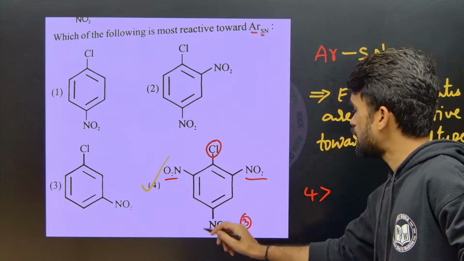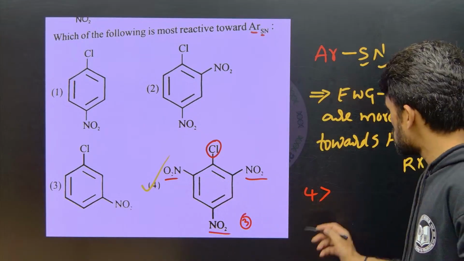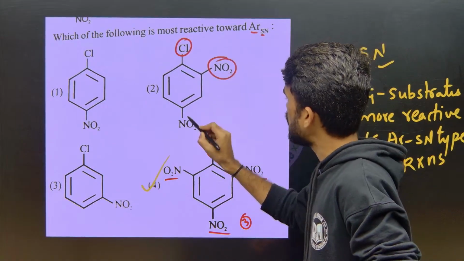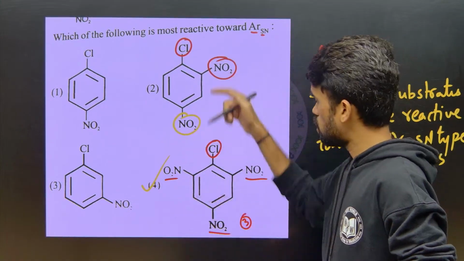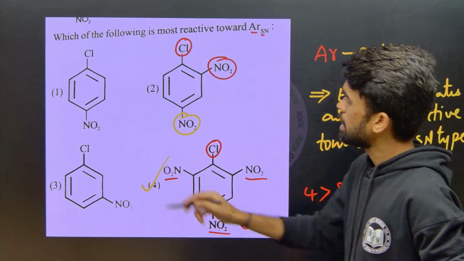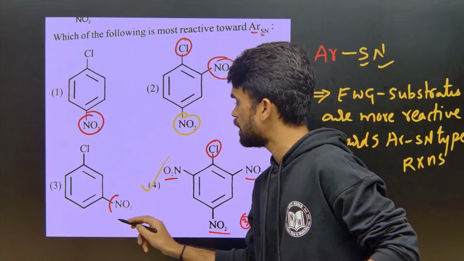Yeah, 4 contains 3 electron withdrawing groups, so 4 is more reactive. After this, the chlorine one has 2 electron withdrawing groups. So 3 first, 2 next. After this, here we have a nitro group, and here also one nitro group is there.